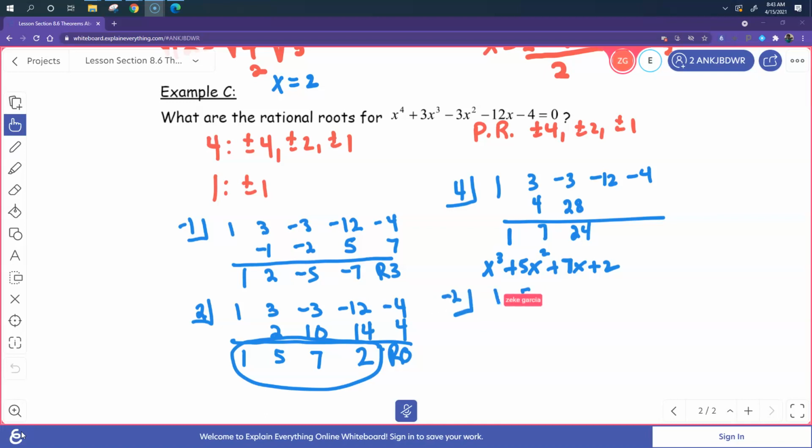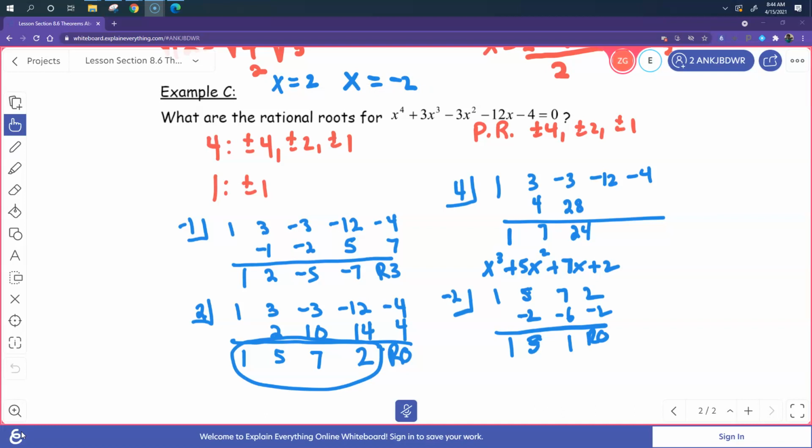So it's 1, 5, 7, 2. Bring down the 1. Negative 2 times 1 is negative 2. 5 plus negative 2 is 3. Negative 2 times 3 is negative 6. 7 plus negative 6 is 1. Negative 2 times 1 is negative 2. 2 minus 2 is 0. So I found the other answer. x equals negative 2.